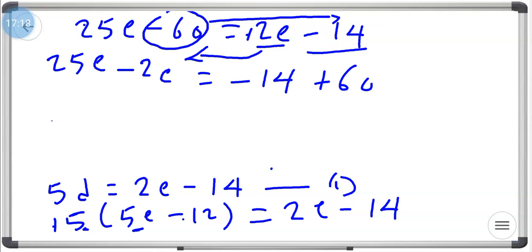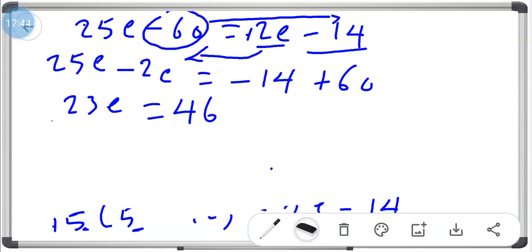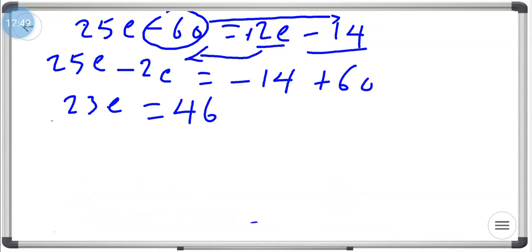So from here, 25e minus 2e, that will give us 23e. 23e equals minus 14 plus 60, that will give us 46. So let me rub here so that we can use that place as well. So let's proceed. So we said 23e equals 46.